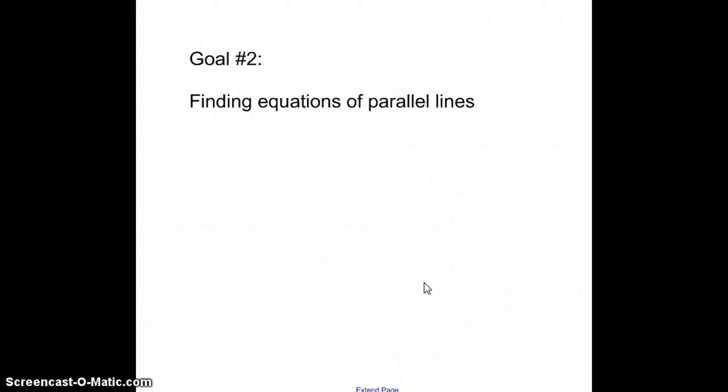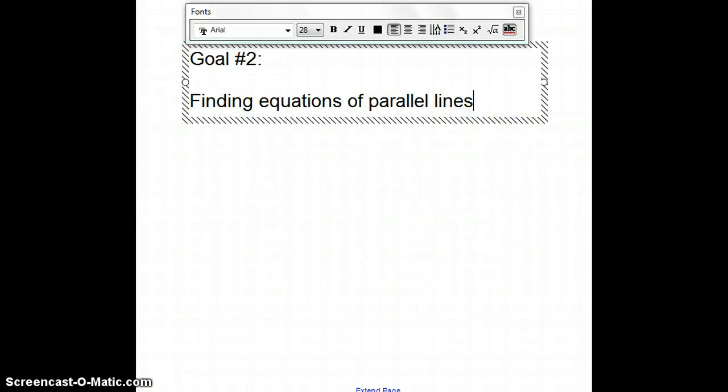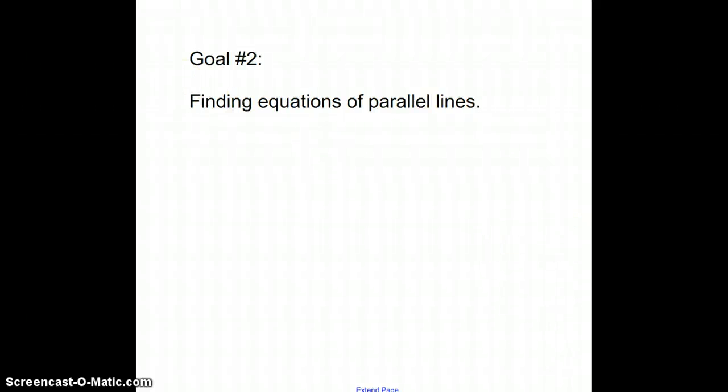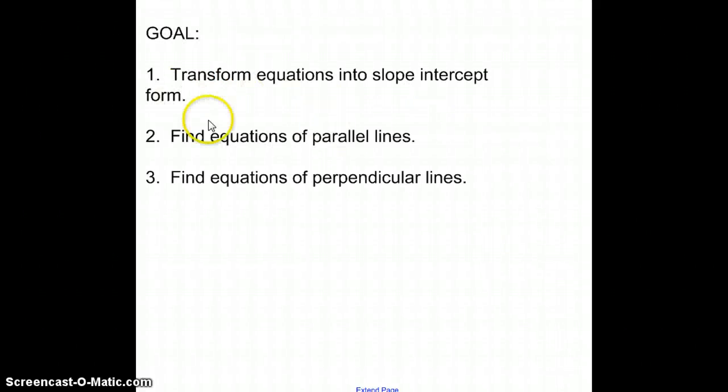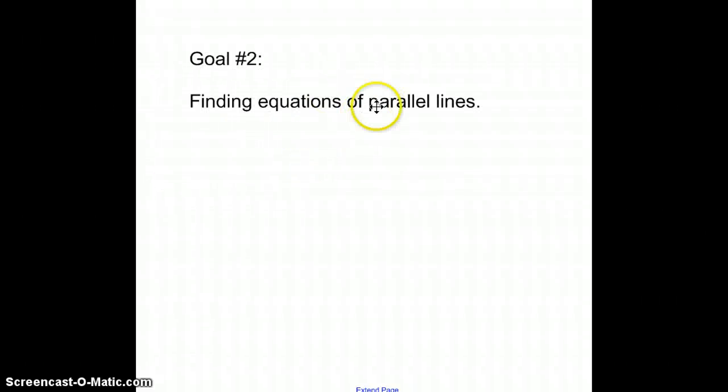D here. In this video we're going to look at goal number 2, which was finding equations of parallel lines. Looking at these 3 parts of the goals for Chapter 5, dealing with slope-intercept form, we have already done transforming equations in slope-intercept form, getting y all alone. In this one we're going to look at equations of parallel lines.